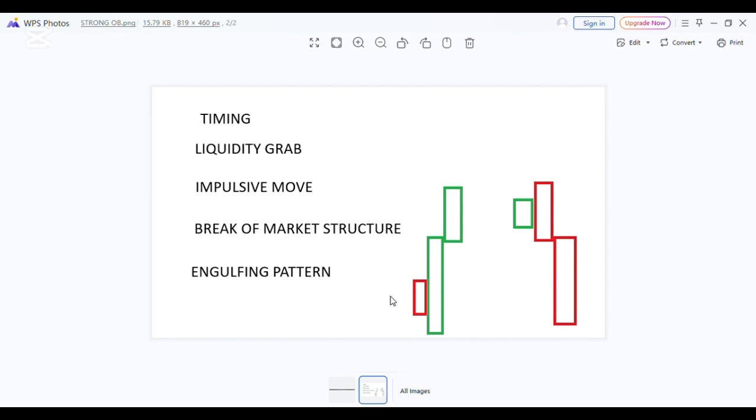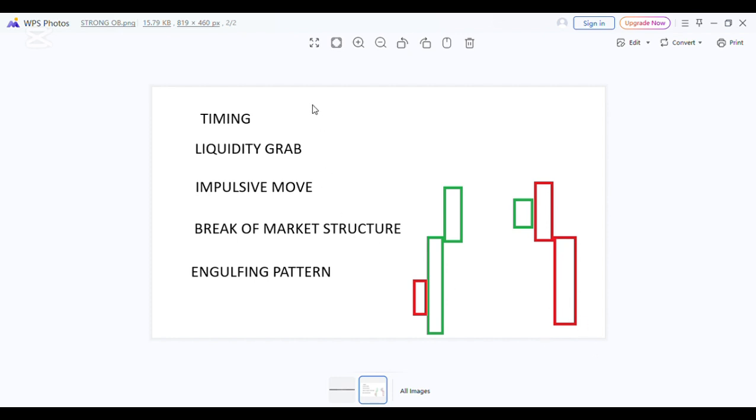For instance, here we have an illustration of a bullish strong order block. Here we can see the sellers in this red candle and we can see the buyers moving in an impulsive move, jumping up and pushing price higher. Here we can see a bearish illustration. We can see the buyers in this zone, and here we see the sellers pushing price down in an impulsive move with great momentum.